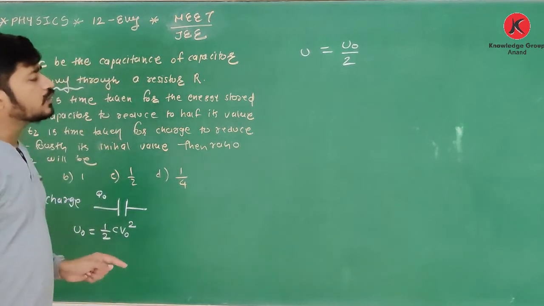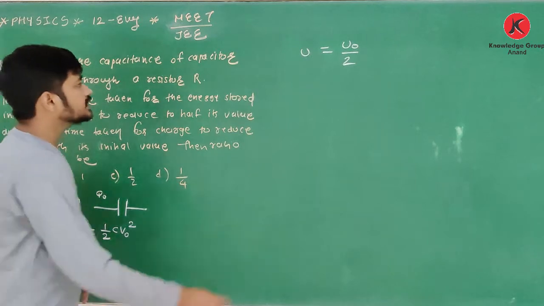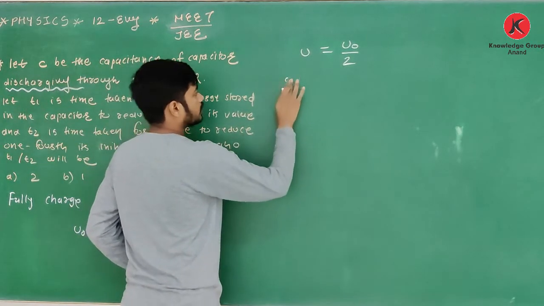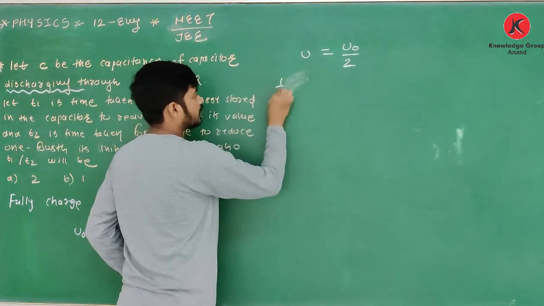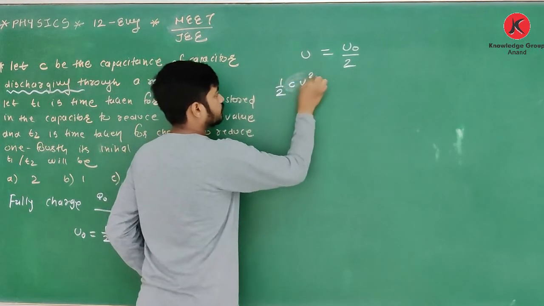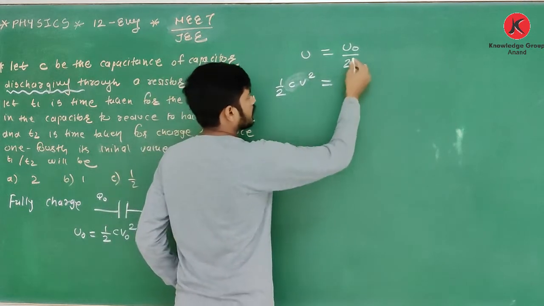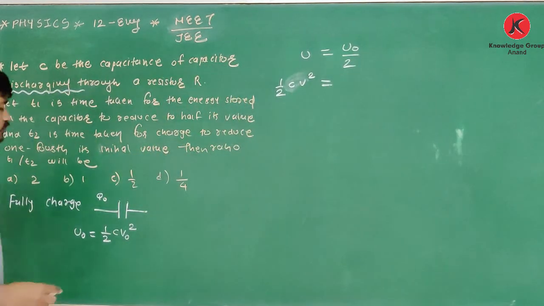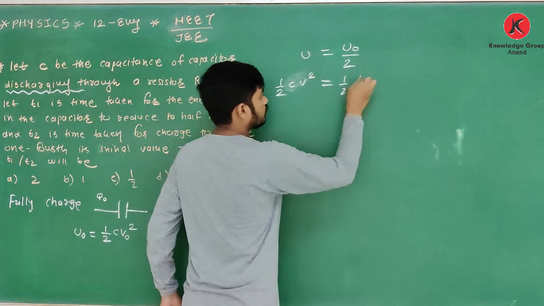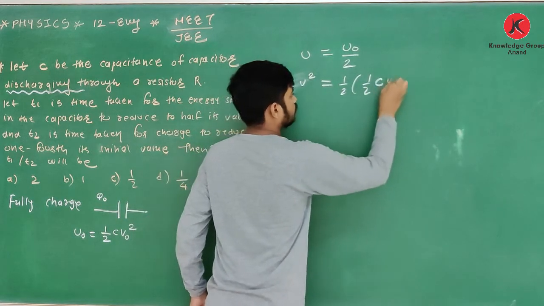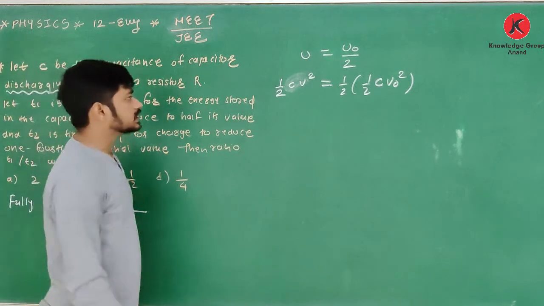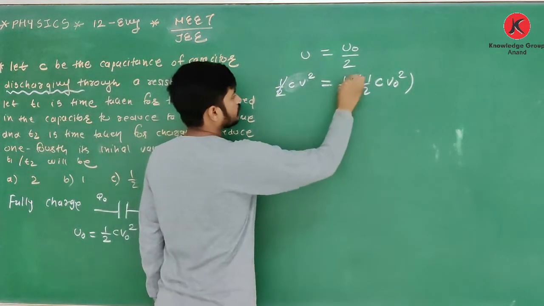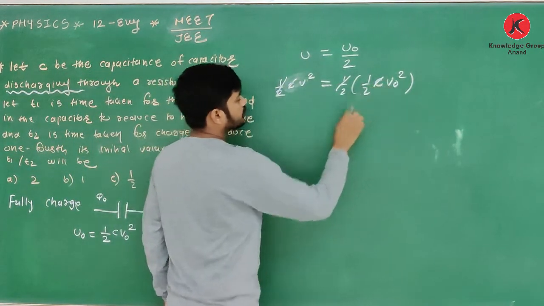What is U and what is U0 by 2? U means half CV square. This side it is U0. What is U0? It is half CV0 square. Simple? Yes, it is simple. So this half cuts, and this C cuts.